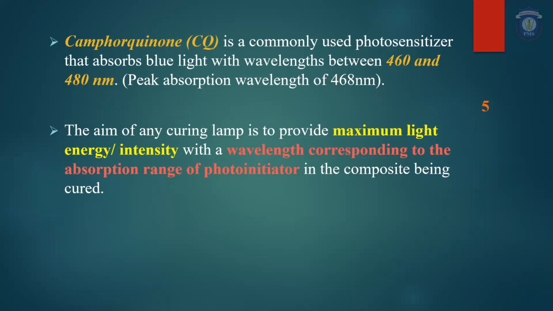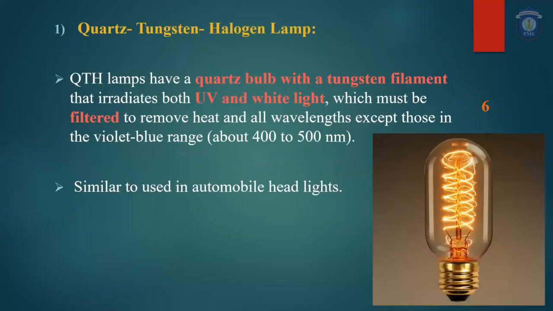So, being the most commonly used photosensitizer, camphoroquinone's maximum absorption range is 460 to 480 nanometer. So any light curing lamp which provides maximum light intensity in that particular wavelength range will be very effective in degree of conversion. Now let us see the different curing units or curing lamps that have been used from the beginning of dentistry, and we'll also have a look at the latest advances.